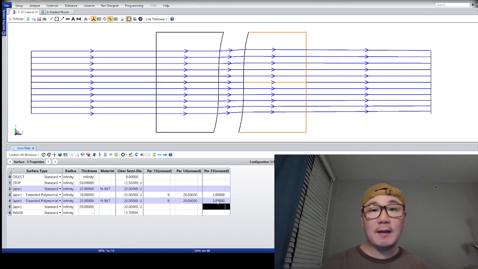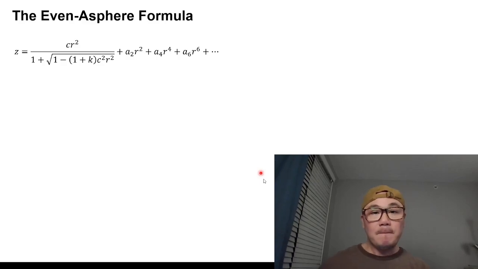Topic number two is about even aspheres. So let's go to this. Okay, so what do I have here? This is the typical even asphere formula. You've got the sag for the surface. You've got the curvature with a conic constant, and then you've got all these aspheric terms, right? So usually you're told that if you use a conic constant and you put a variable on here, then you should not vary this coefficient.